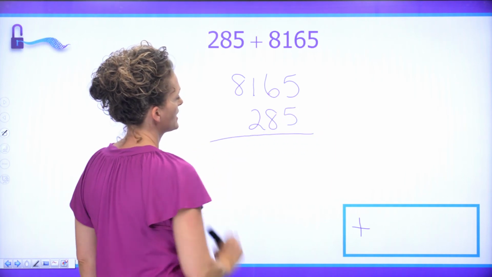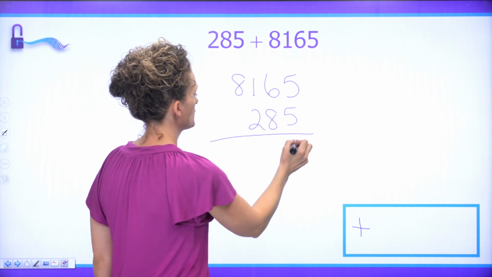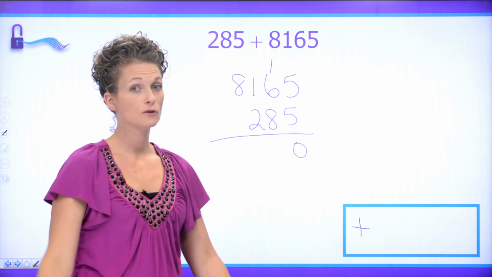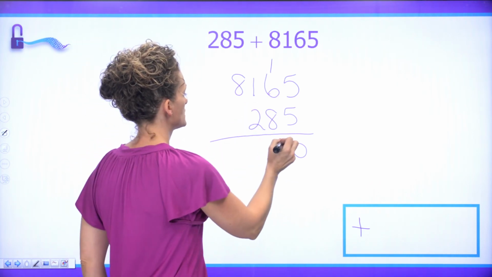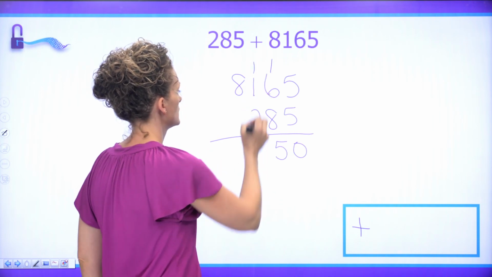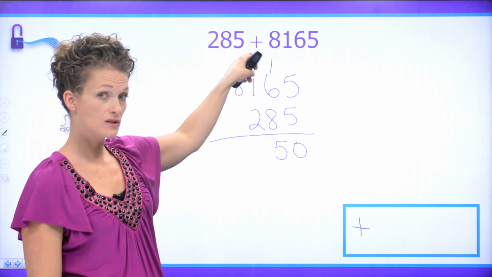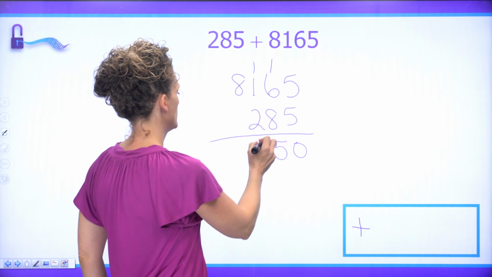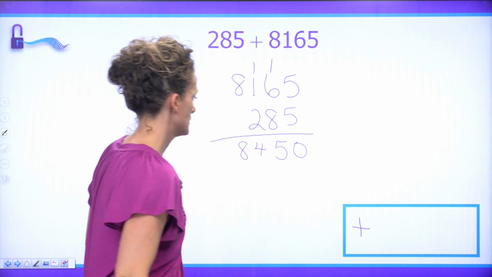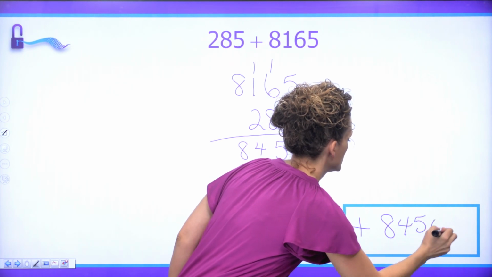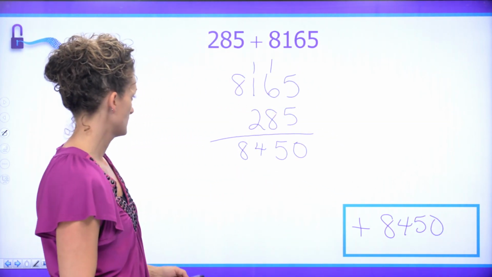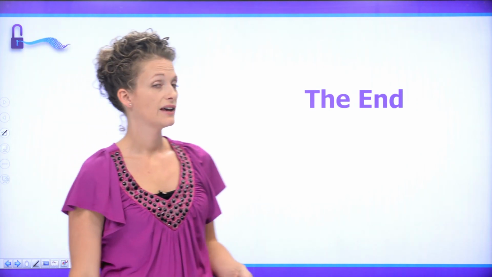and let's add the absolute value. So 5 plus 5 is 10. So we write down the 0, we carry the 1. 6 and 8 is 14, plus 1 is 15. 2 plus 1 is 4. And then we have 8. So we have 8,450. And that is a little bit on how to add integers.